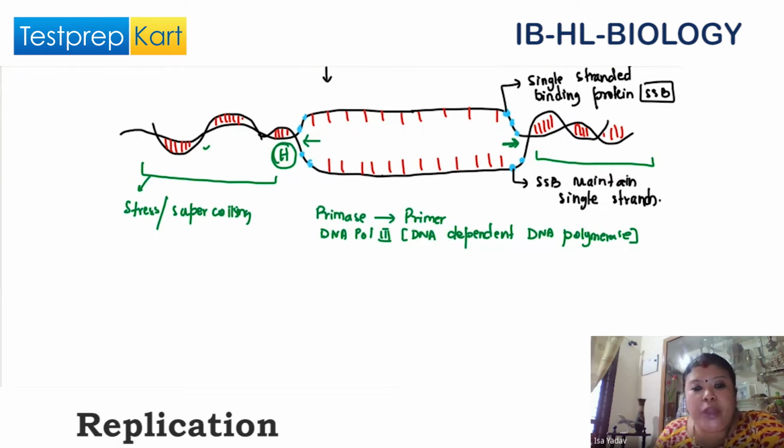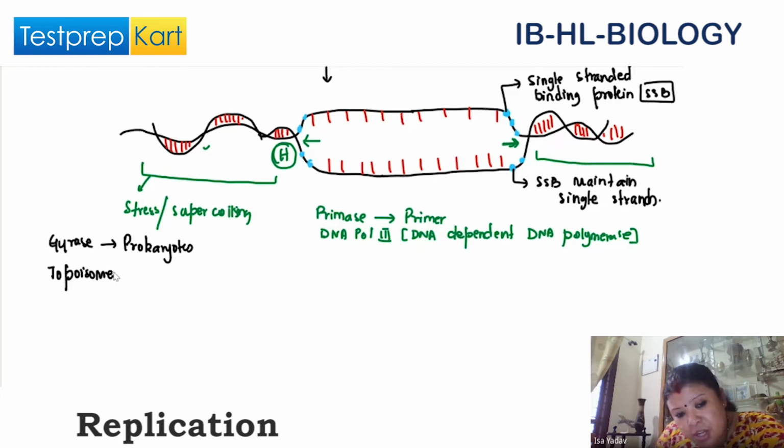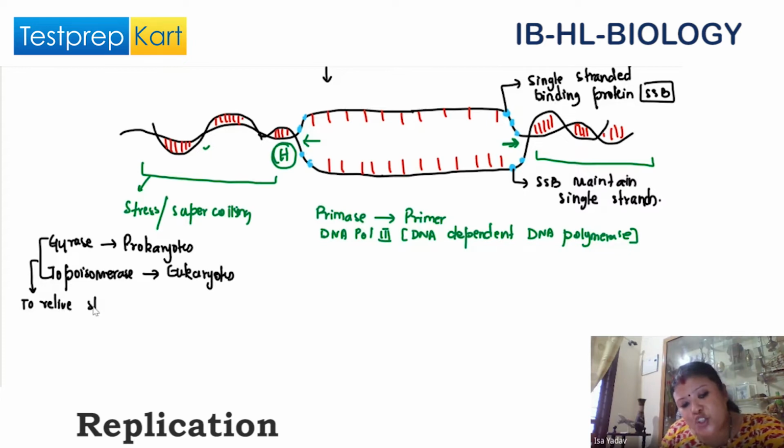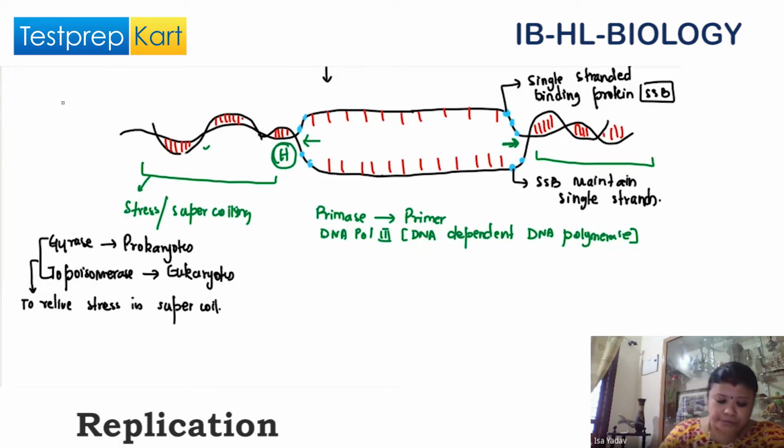So now we have two enzymes. We have gyrase, which will relieve the stress, and it is found in prokaryotes. And another enzyme, topoisomerase, which is found in eukaryotes. But what is their function? Both have the same function, to relieve stress in supercoils. And how do they relieve it? They will just make a little cut. Once they cut, it recoils back again in a proper manner. So now the stress is relieved on both sides.